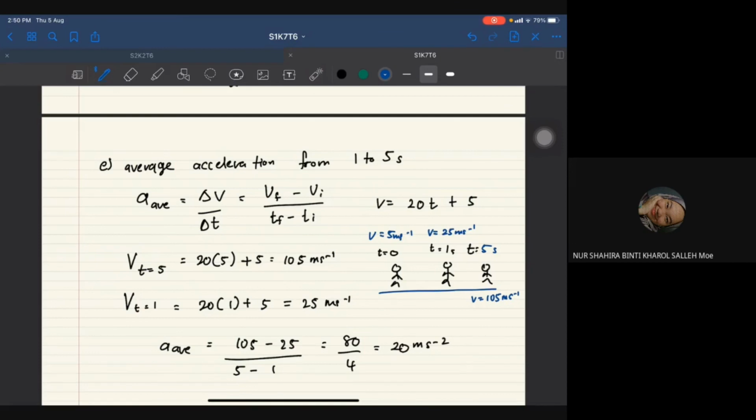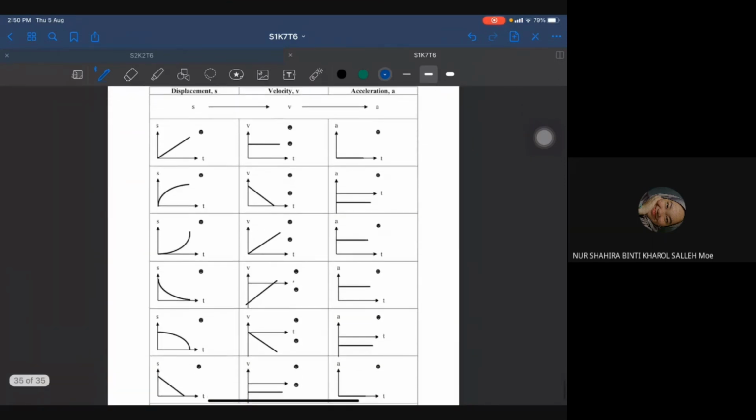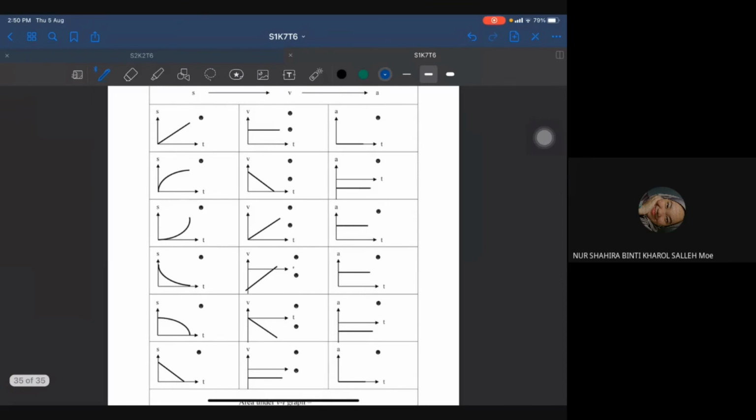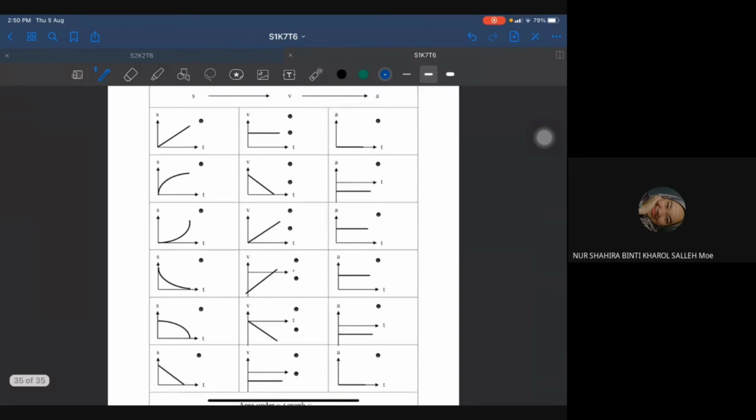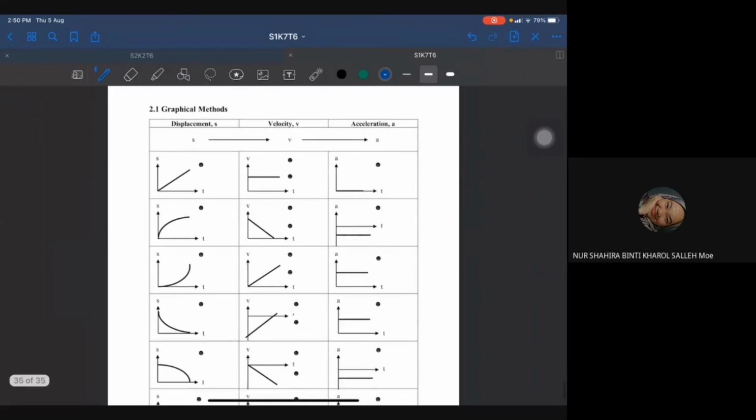Kenapa benda-benda ni penting? Sebab the next topic kita akan belajar pasal graph. The graph ni, the only way you want to understand is if and only if you can understand the physical situation. Jangan takut dengan graph ni, sebab dia dah sangat simple. Kalau kamu faham konsep yang tadi kita bincang, sepatutnya tak ada masalah. Okay, so I will give you this graph as your task for the weekend.